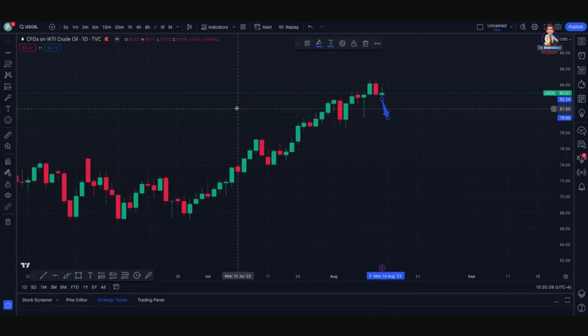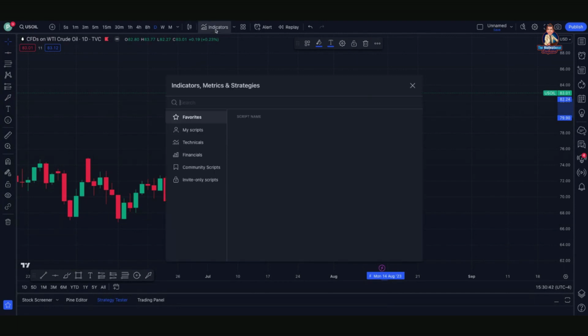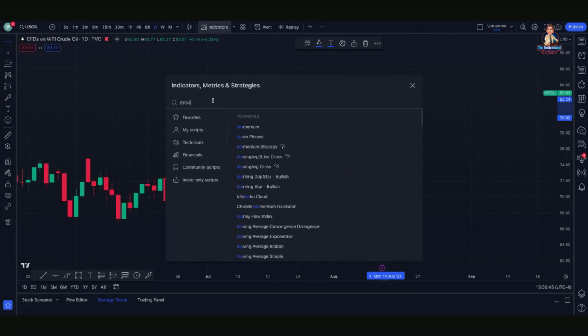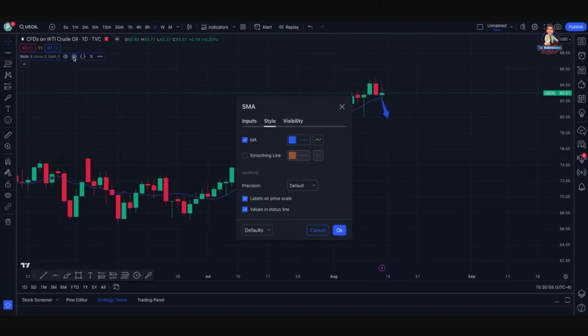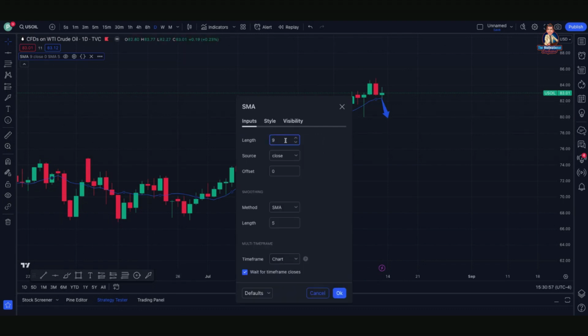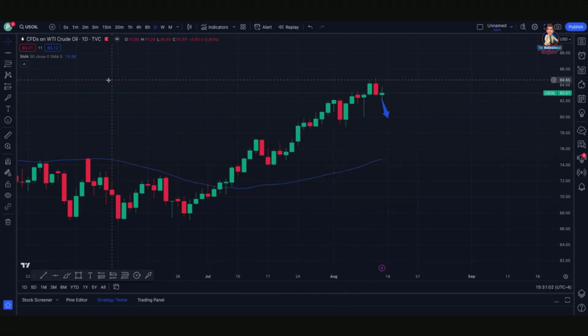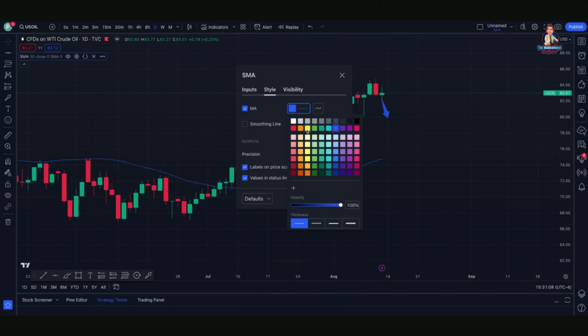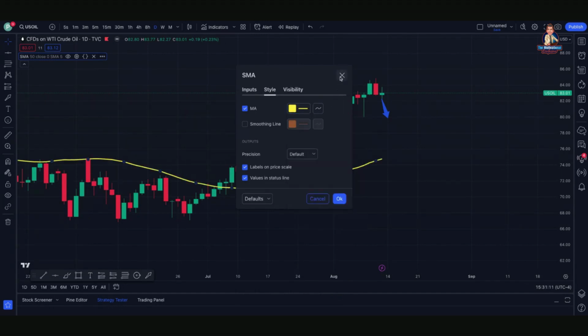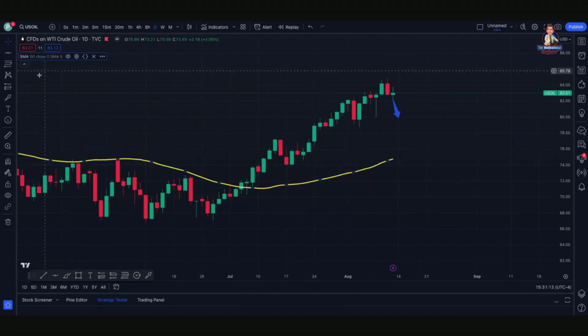Now, the one thing I do want to show you is I want to add a moving average to this. I just want to have a simple moving average. Okay. Added. Close that up. And what I want to do is change this setting to 50. You've heard me talk about this in my previous videos. And this is important. Let me change this color to yellow. Let's make it a little bit thicker.